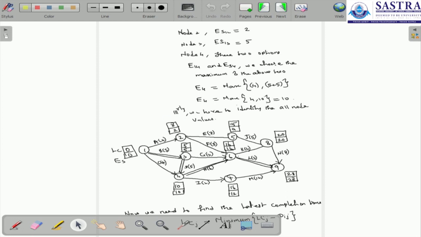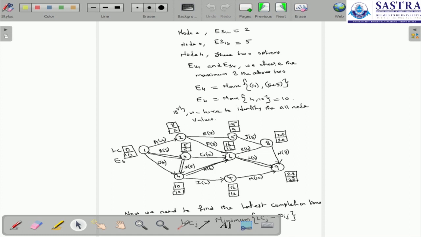Finally we can conclude with node 1. At node 1, we have three options here, through these activities. Here it is 10, here 5, and here 8 as the latest completion times. So 8 minus 2, 5 minus 5, and 10 minus 4. We want to get the minimum value, so here it is 0. So 0 is the latest completion time.